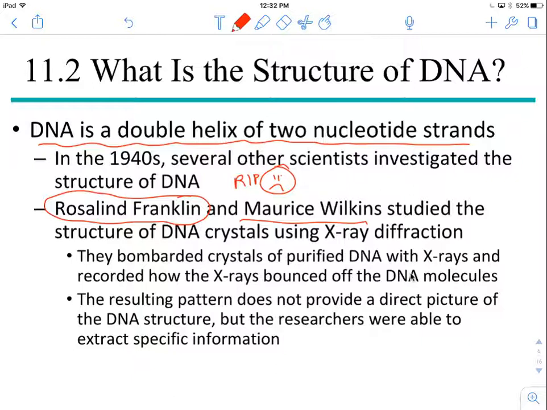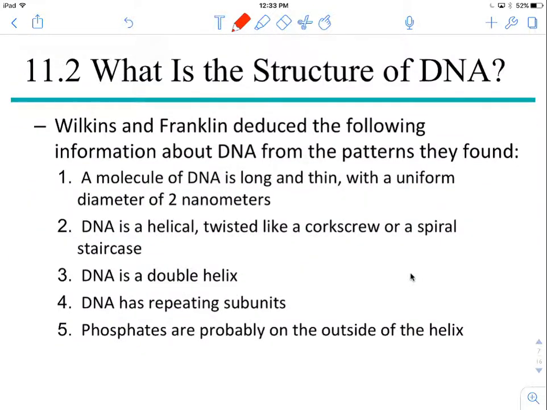Basically, you can extract information about the structure from the X-ray diffraction pattern picture that you get. So Wilkins and Franklin deduced the following information about DNA. Okay, it's long and thin, with a uniform diameter of about 2 nanometers. It is a helix, which means it's a twisted corkscrew or like a spiral staircase. Okay, so that was point number 2. Point number 3, it's actually a double helix.